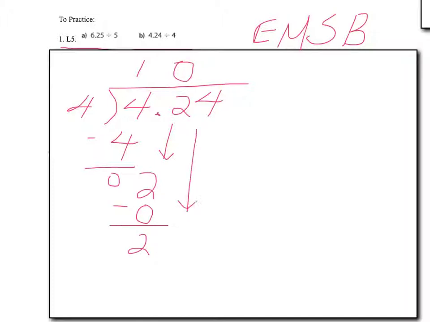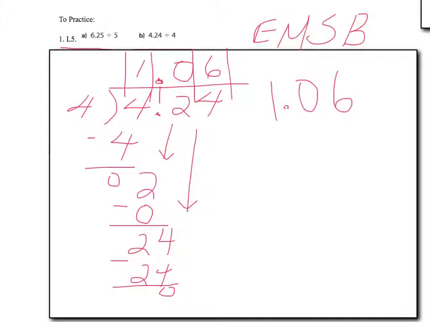Now I bring down my 4. How many times will 4 go into 24? 6 times. 4 times 6 is 24. No remainder. And I bring my decimal straight up. Very important that I've lined my numbers up correctly. Otherwise, my decimal placement will be incorrect. So remember, if that first digit doesn't work, there should be a 0 in front here so that those numbers can all line up correctly. Regardless of what strategy you used, you should have ended up with 1.06.